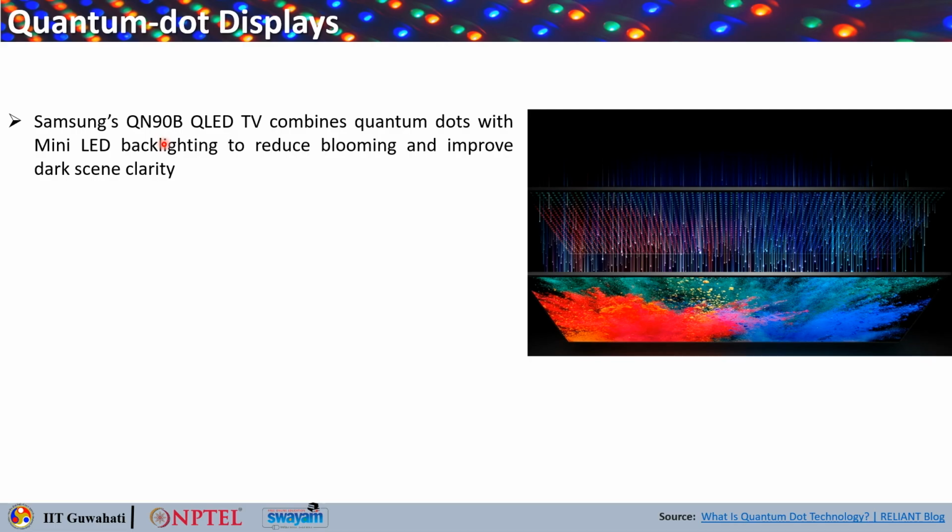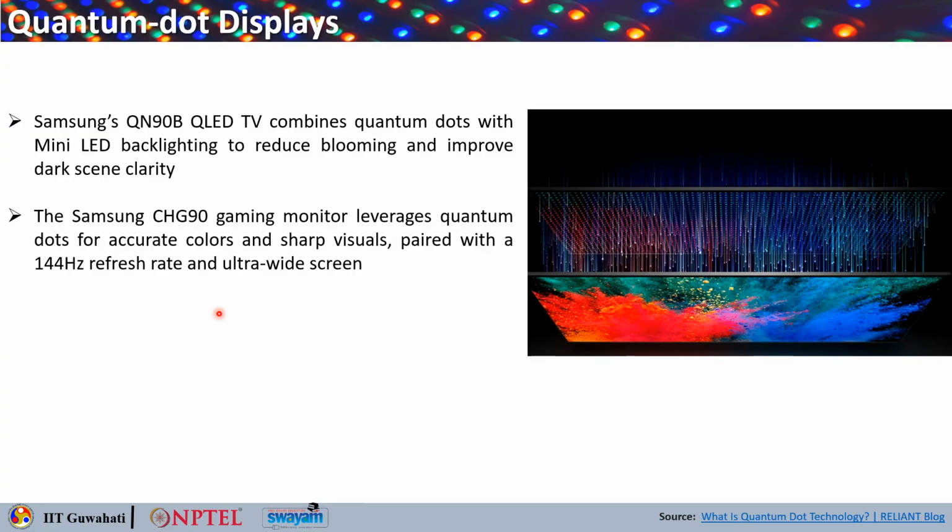Now, Samsung's QN90B is a QLED TV, that means it is a quantum dot LED TV. So, this TV is using a combination of quantum dot technology as well as mini LEDs for backlighting, and the purpose is to reduce blooming and improve dark scene clarity. Now, what is blooming? Blooming in quantum dot LED or LED TVs is a visual artifact where light from bright objects bleeds into surrounding dark areas, which creates a halo effect.